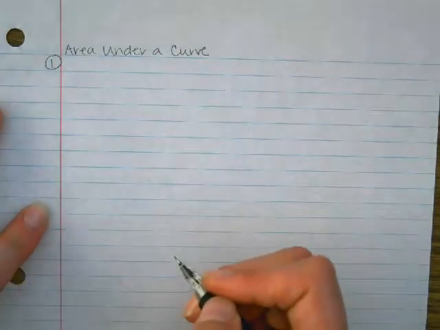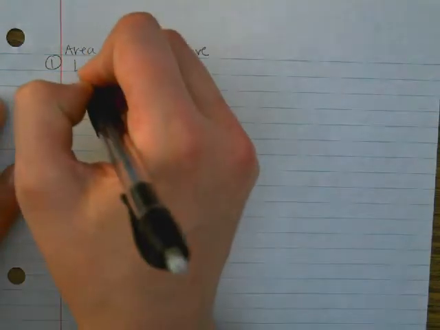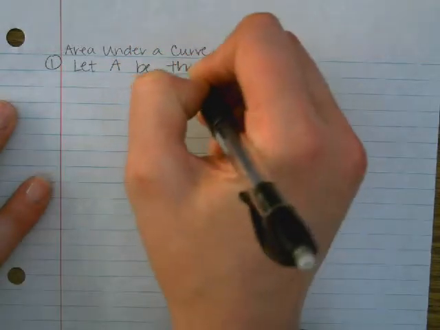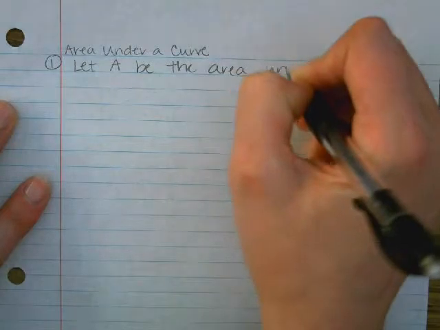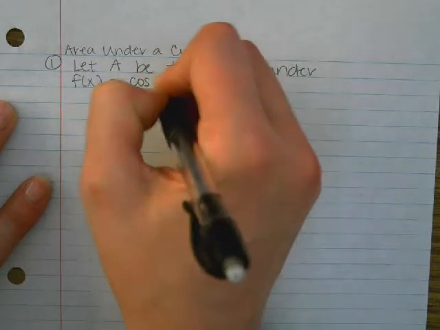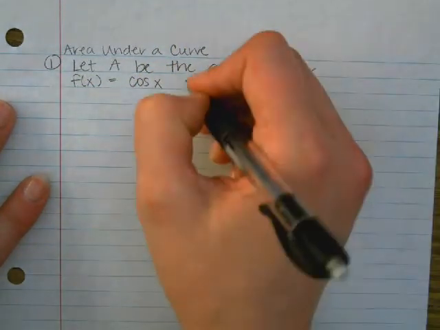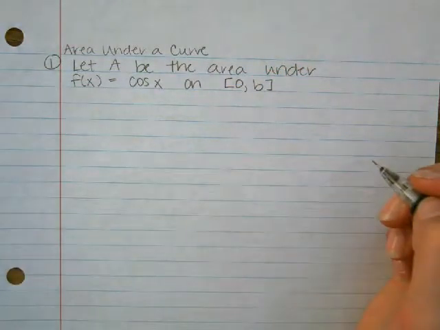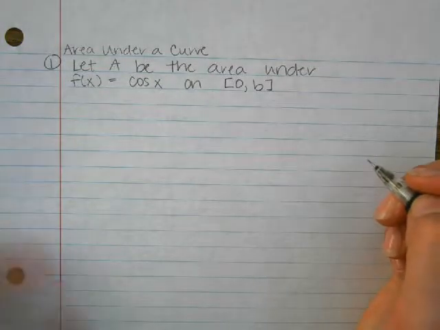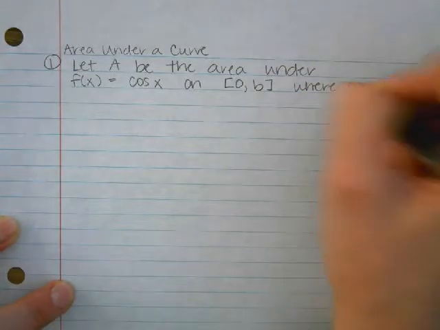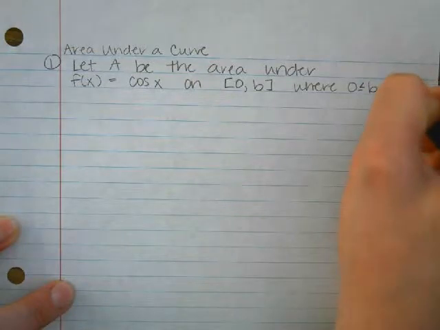Here is our first example of our continuation of the video notes from last night. Let A, for area, be the area under f of x equals cos x on the interval from 0 to b, so those are the x values from 0 to b, where b is some number between 0 and pi halves.